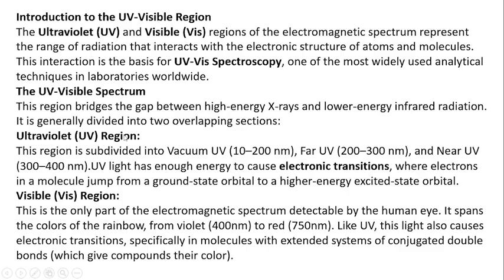So the UV region lies between 10 to 400 nanometers, and the visible region lies between 400 to 750 nanometers. In some sources you can find 800 nanometers. So it is generally 400 to 800 nanometers. The UV region is subdivided into vacuum UV, far UV, and near UV. Vacuum UV lies between 10 to 200 nanometers, far UV 200 to 300 nanometers, and near UV 300 to 400 nanometers.